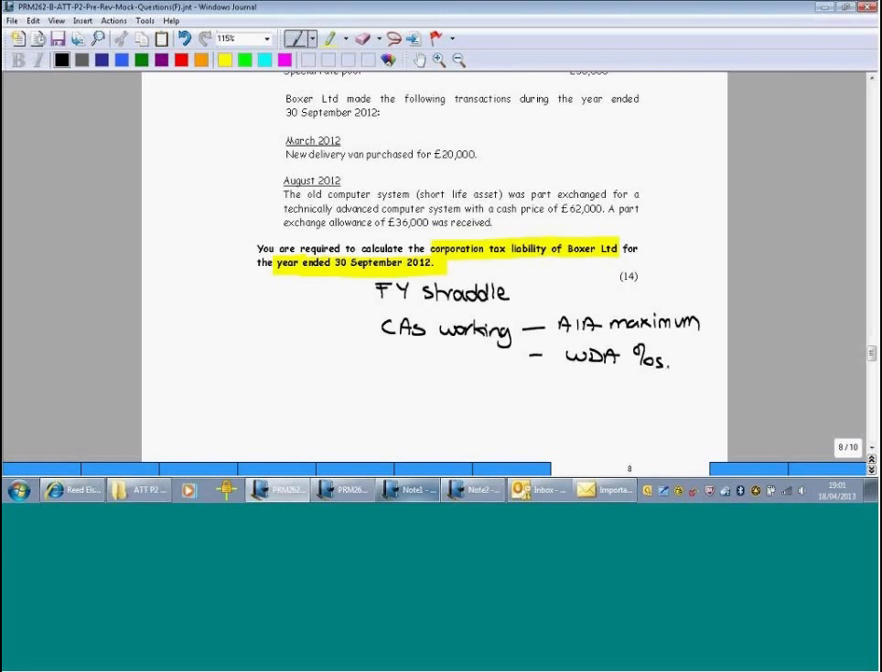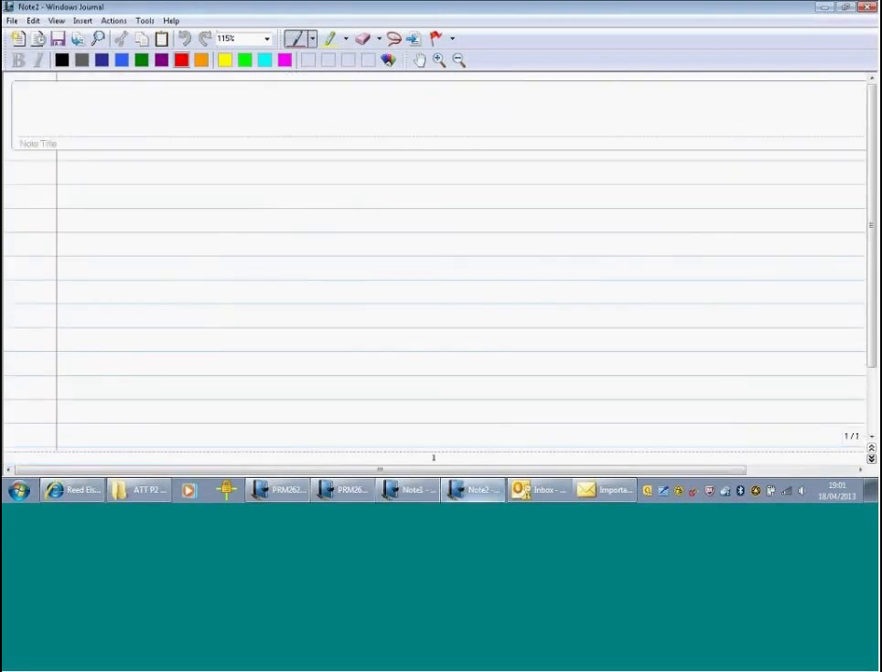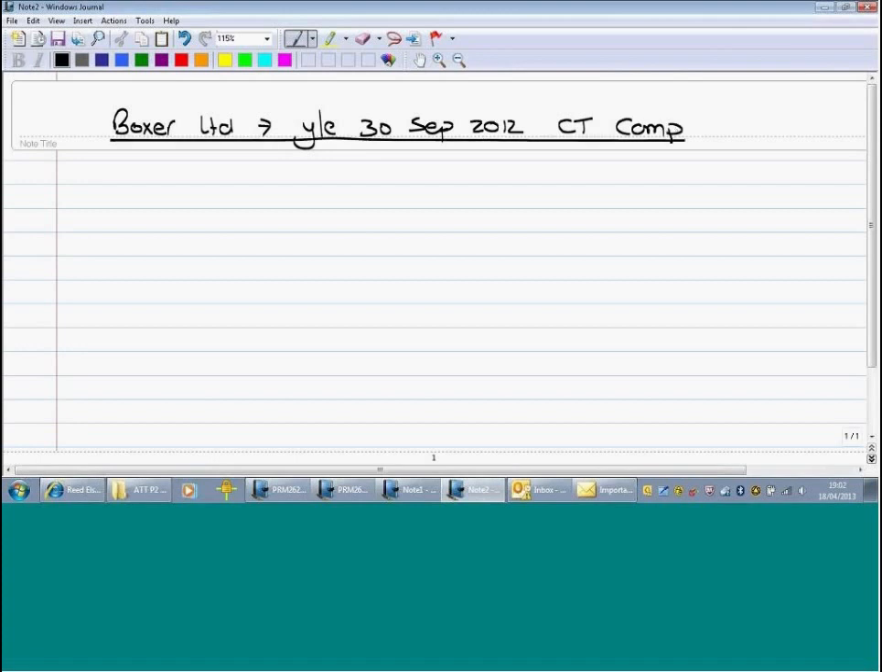So, first thing I would do, I would set up on a piece of paper a CT Comp Pro Forma. We're dealing with Boxer Limited, and we're dealing with the year ended the 30th of September 2012. So I'll jot that down. The year ended the 30th of September 2012. Now, keep that piece of paper for your CT comp.